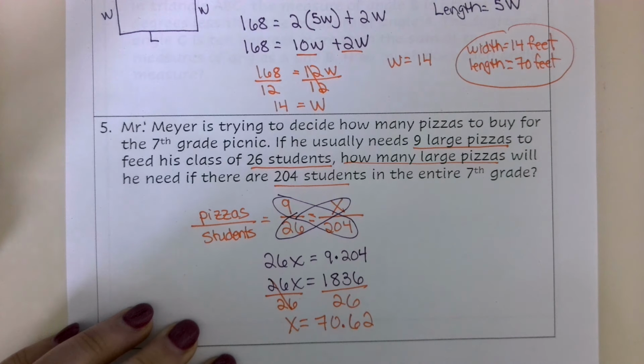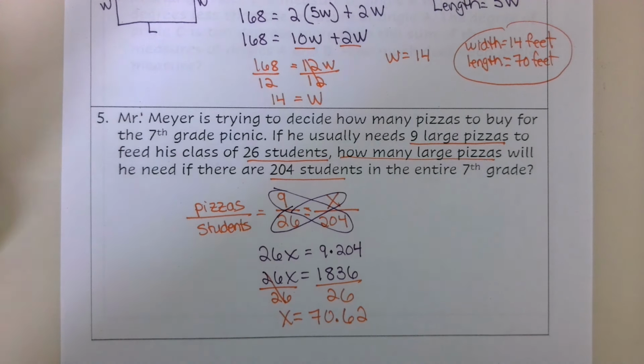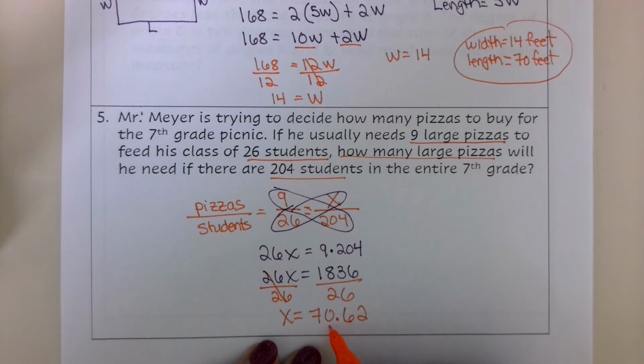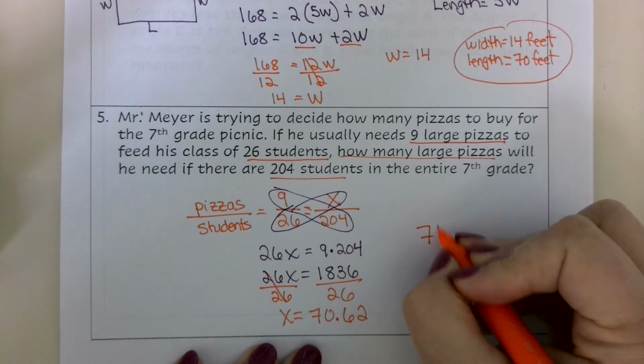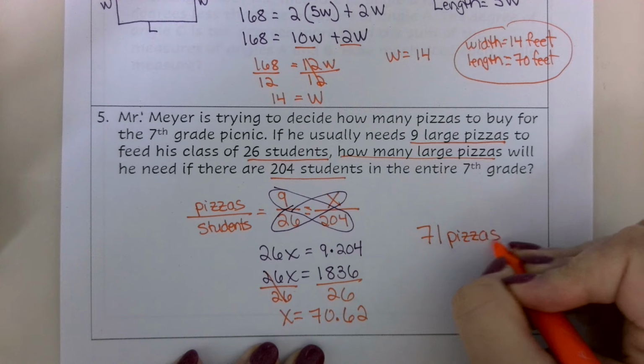So I used a calculator to do that. I can't order 70.62 pizzas because, well, that's impossible. So I have to use my logic and my understanding of the fact that I can't do that. And since I want to have enough pizza for everybody, I'm going to round up. And Mr. Meyer will order 71 pizzas.